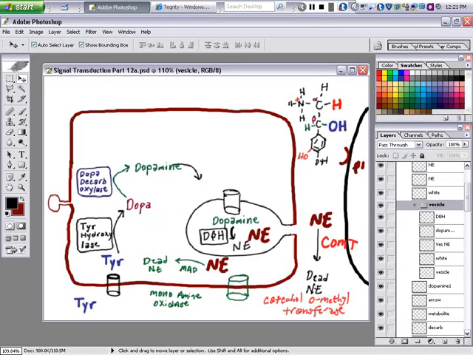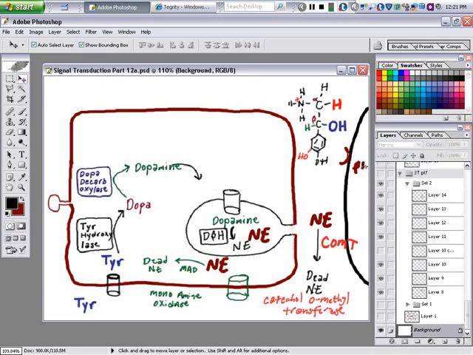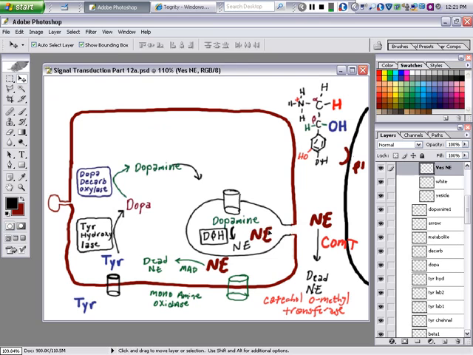Let's see if I can make this work. There we are. It fuses with the membrane, and when it fuses, the norepinephrine leaves the vesicle and binds to the beta 1. If we're just going to say here that the effector organ is the heart, it binds to the beta 1 adrenergic receptor on the heart. And what happens to the heart when norepinephrine binds to the beta 1 adrenergic receptors? Contraction increases. There's greater strength of the contraction.